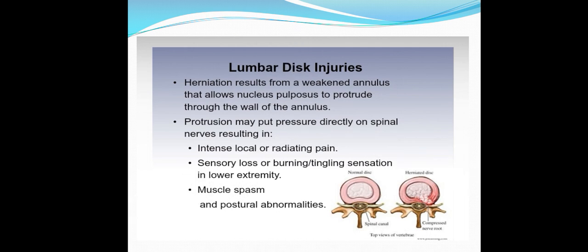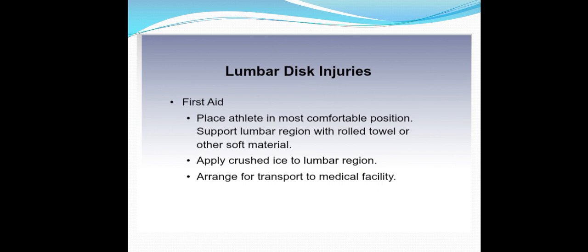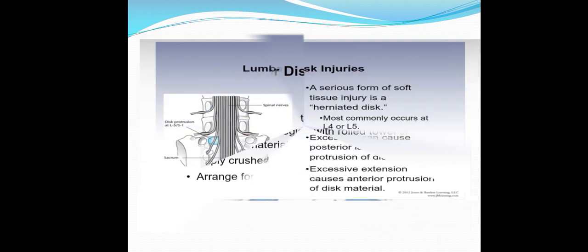Lumbar disc injuries: herniation results from a weakened annulus that allows the nucleus pulposus to protrude through the wall of the annulus. Protrusion may put pressure directly on spinal nerves, resulting in intense local or radiating pain, sensory loss or burning, tingling sensation in the lower extremity, muscle spasms, and postural abnormalities. For lumbar disc injuries, the first aid is to place the athlete in the most comfortable position, support the lumbar region with a rolled towel or other soft materials, apply crushed ice to the lumbar region, and arrange for transport to a medical facility.